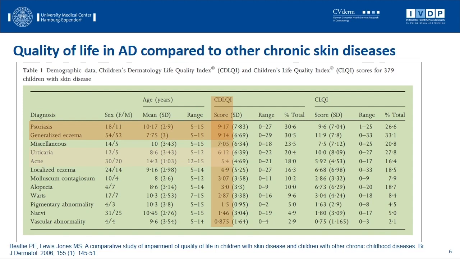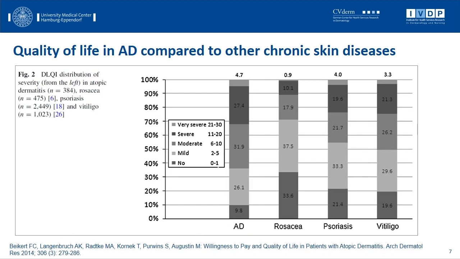Using the Family Dermatology Life Quality Index in the parents of these children, there also occurred the highest score for generalized atopic dermatitis, followed by urticaria and psoriasis. There were also comparisons undertaken in adults. For example, Weikert et al. used the Dermatology Life Quality Index, and he found that the percentage of patients with moderate to very severe impairments in health-related quality of life is the highest in patients with atopic dermatitis compared to other chronic skin diseases.